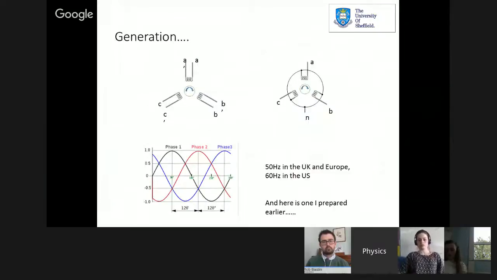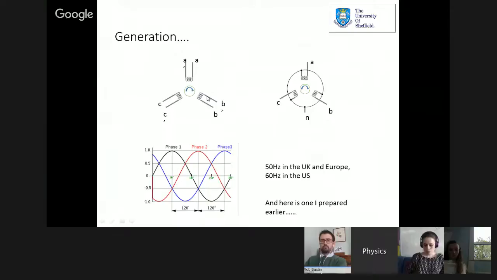Now, AC current is generated because of how we generate electricity. In this instance, you've got a central shaft there, and all you're doing is spinning some kind of magnetic system round. If you're passing a magnetic object round, passing coils of wire, you're going to be generating electricity there, and there, and there, and there.